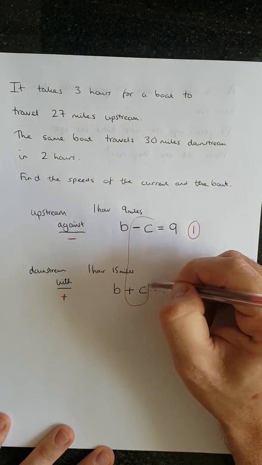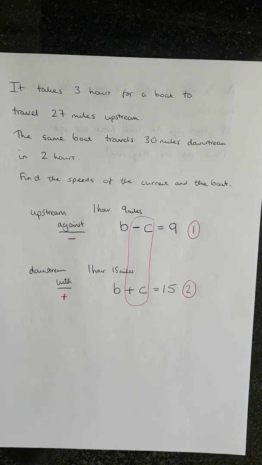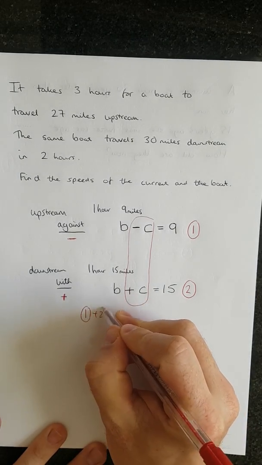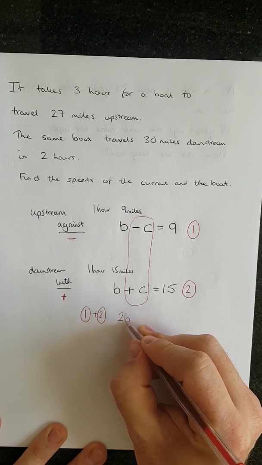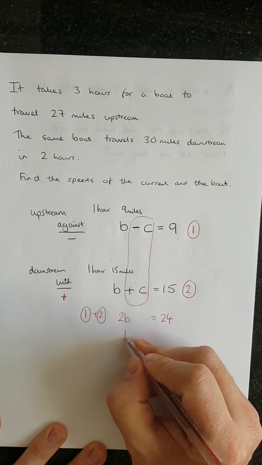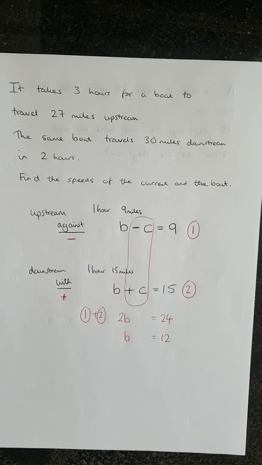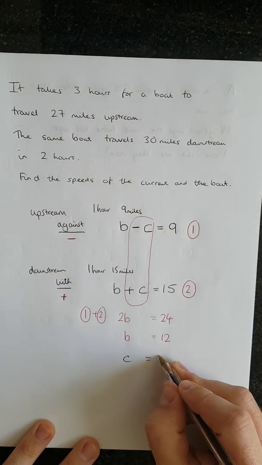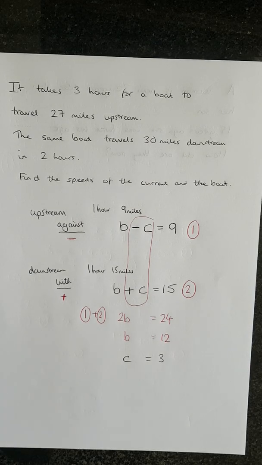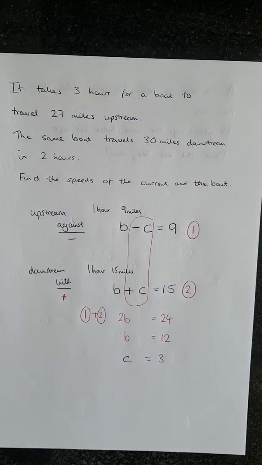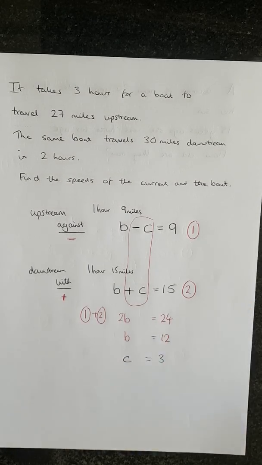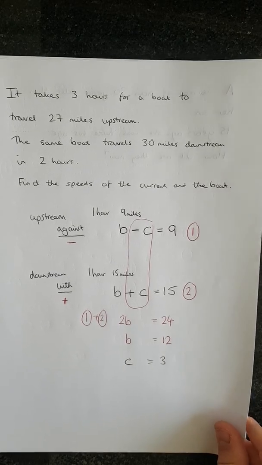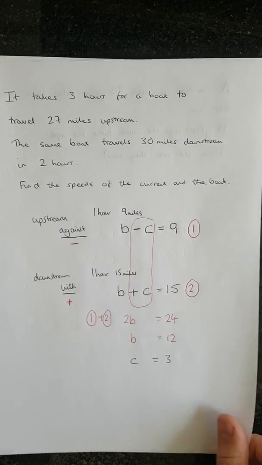Now look at your equations. Those are opposites, so when I add the equations, they will cancel out. I get 2b equals 24. And from there you can probably see that the current is 3. So it's working out that upstream and downstream with and without the current, and then meaning with the current is plus and against it is minus. Okay, doing well so far.